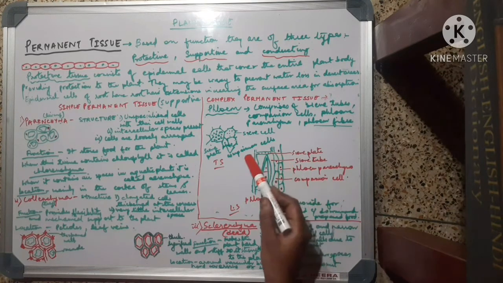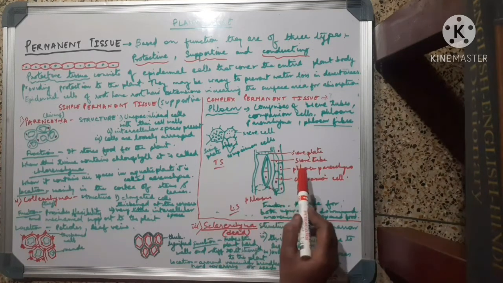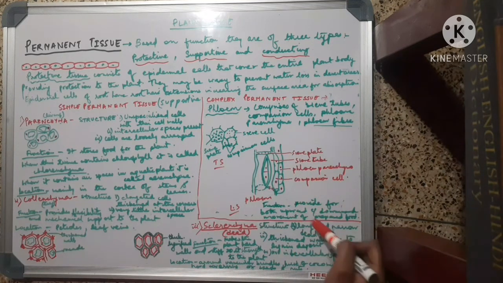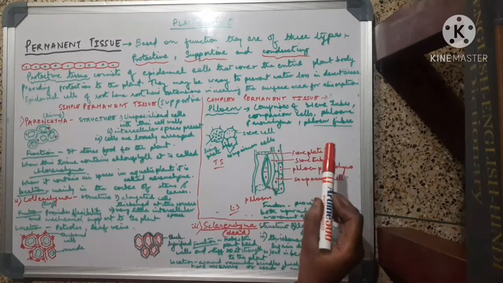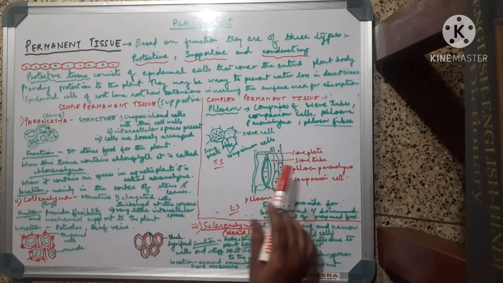The detailed structure of every part is not in your syllabus, so you don't need to do that. Only do the diagram properly and the function, and the names of all the types of cells that are present in this tissue. Here we finish off with the plant tissue.